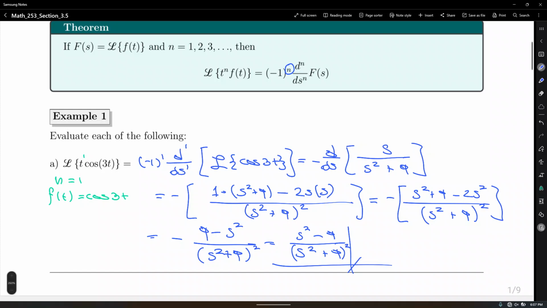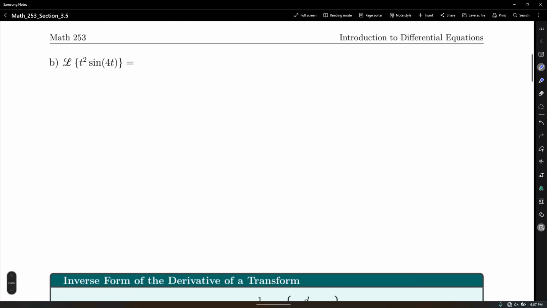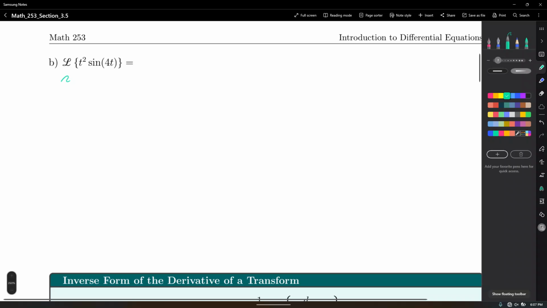Let's do another example, one in which we're going to do the second derivative, not just the first derivative, just so you can see how that actually goes. Find the transform of t squared sine of 4t. So in this case, n equals 2, and f(t) equals sine 4t.